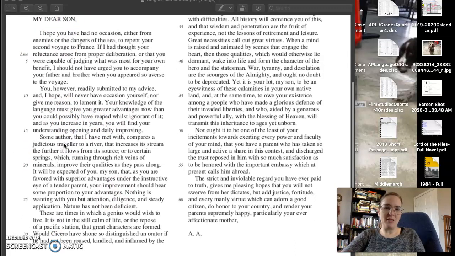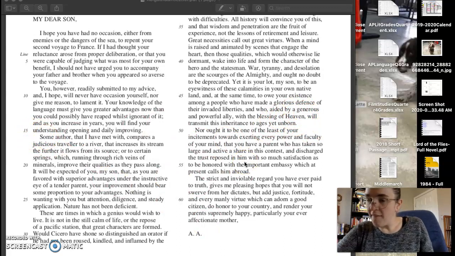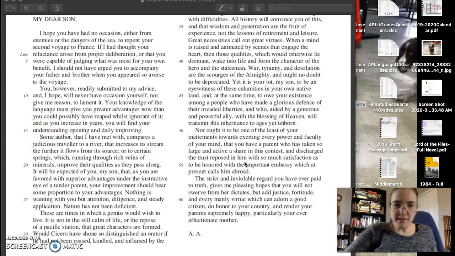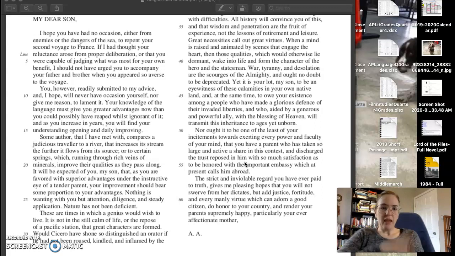Okay, what I'm calling the middle section is from some author all the way until unborn. This is the section that is full of metaphors and references. The first metaphor about the traveler to a river. Okay, so some author that I've met with compares a judicious traveler to a river that increases its stream the further it flows from its source, or to certain springs which, running through rich veins of minerals, improve their qualities as they pass along. That's a great little metaphor there.